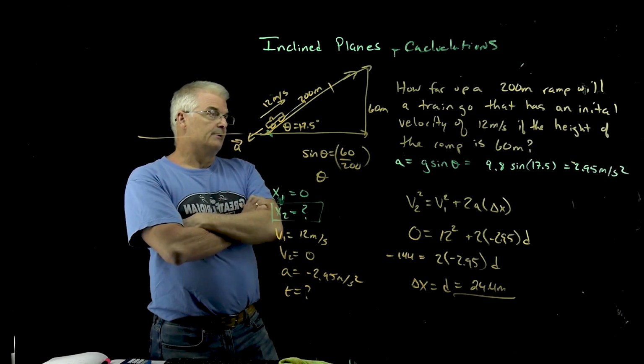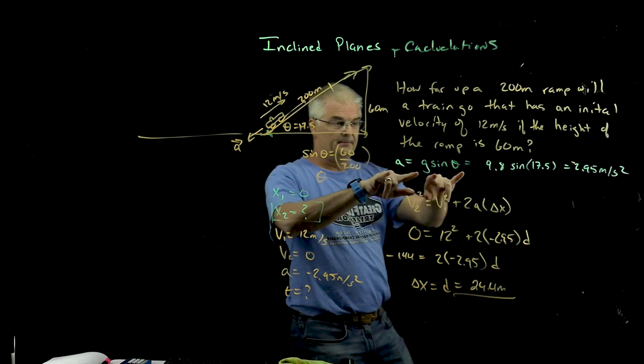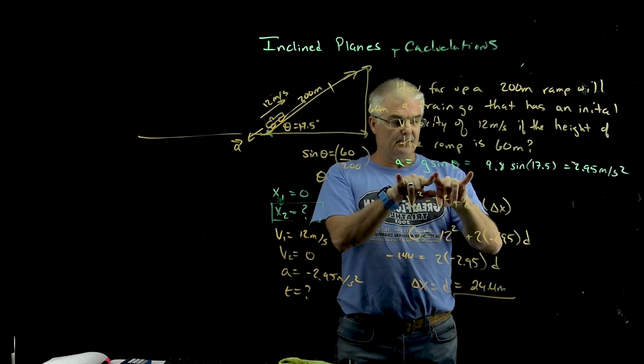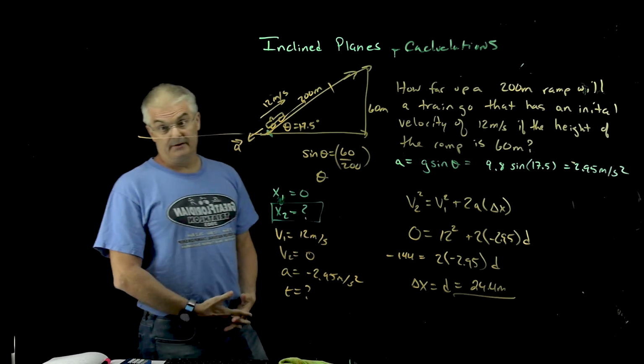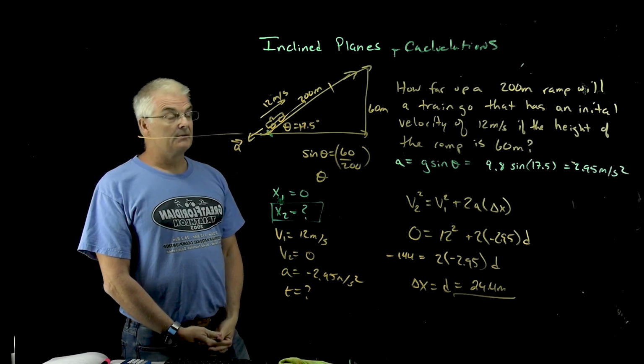But the key on this is this right here. You're not going to use 9.8, you're going to use a fraction of 9.8, and the fraction is g sine theta. That's how you do inclined plane problems and calculations.